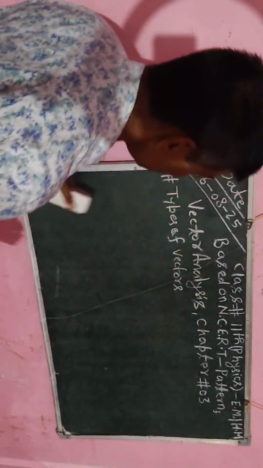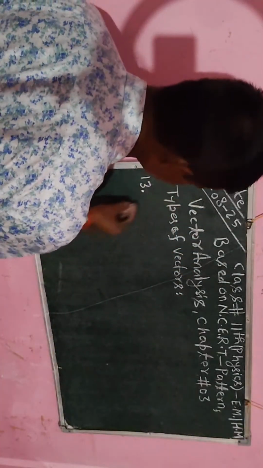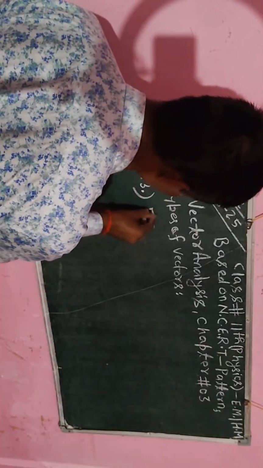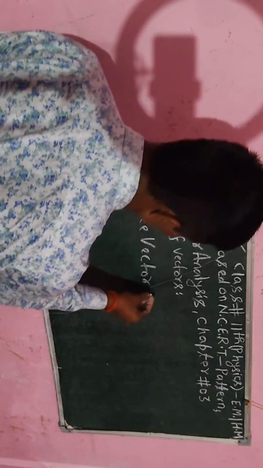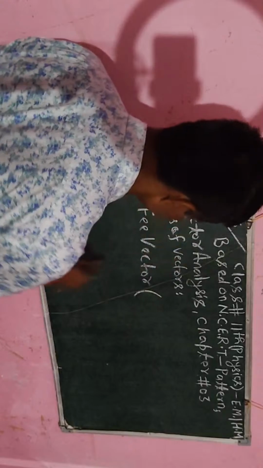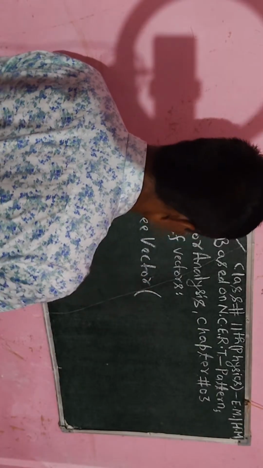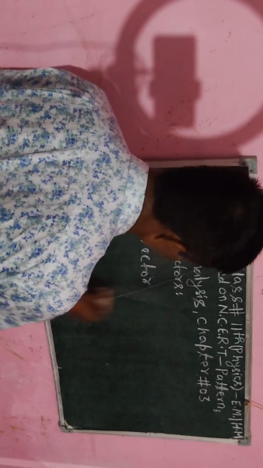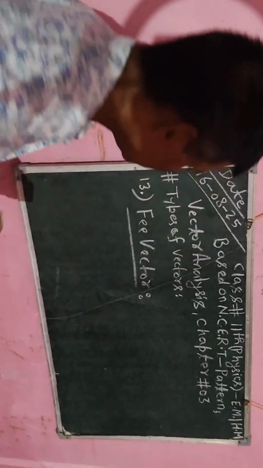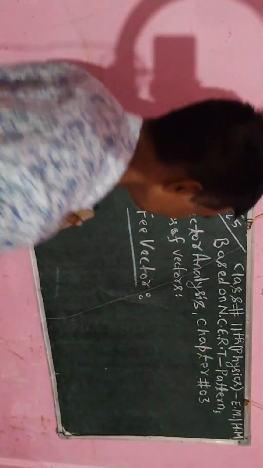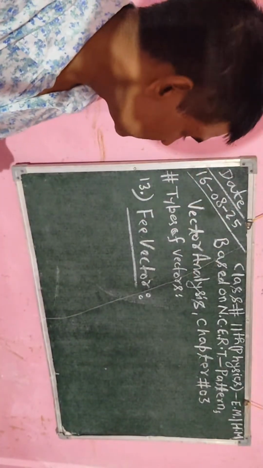Okay, now the next vector I will explain is vector number 13, and its concept is free vector. What is the concept of free vector? Here I will explain the concept of free vector. In the case of the free vector, it is a vector which has no starting point, that is called free vector.